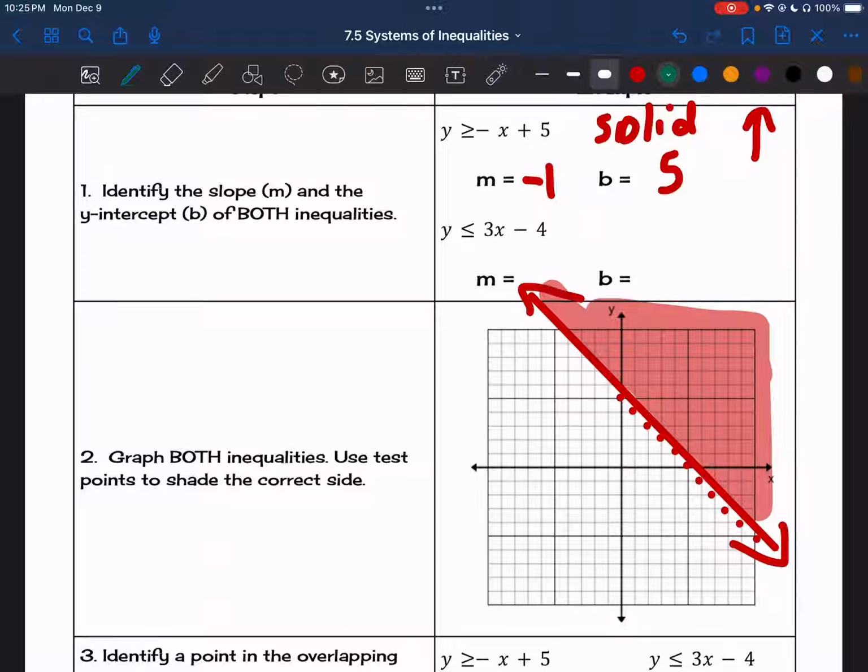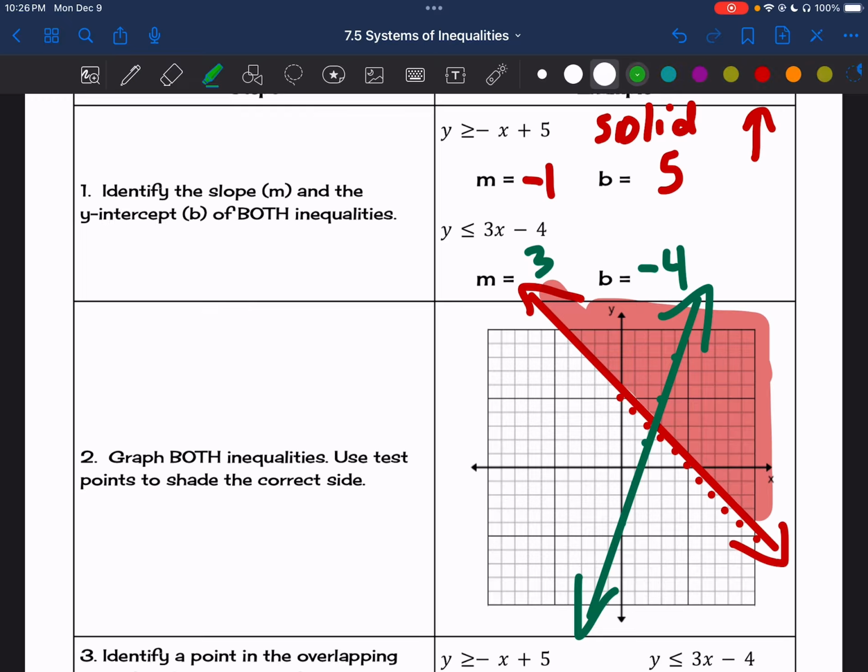Our second line, we're going to find we have a slope of 3 and a y-intercept of -4. So we start at -4, and we're going up 3 and to the right 1 with each step we take. Up 3, right 1, up 1, 2, 3, right 1. And we draw in our line. And we need to do our shading. And again, we're going to use that same test point of 0. Is 0 less than 3 times 0 minus 4? Is 0 less than -4? No, it's not. So we shade the other side, which is below our line.